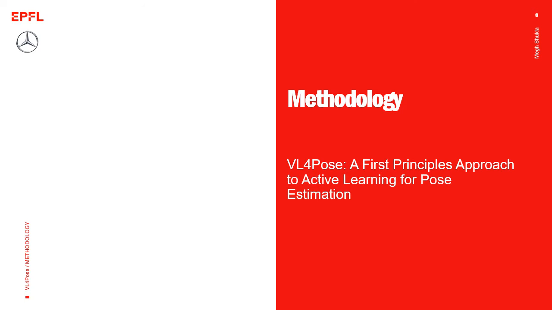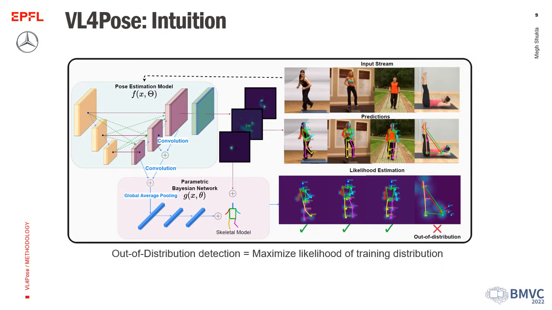With VL for pose, we take a first principles approach to active learning for pose estimation. Active learning is all about increasing the spread of the training distribution. And indeed, if we need to increase the spread, can we identify and annotate out of distribution samples? We frame the out of distribution detection problem as its inverse. We first try to maximize the likelihood of our training data.